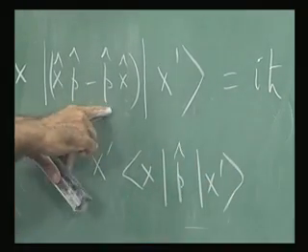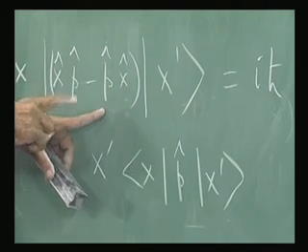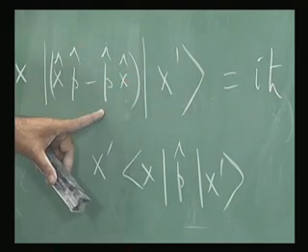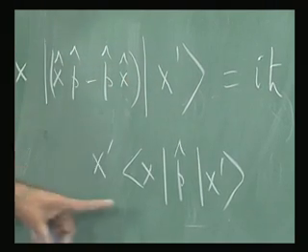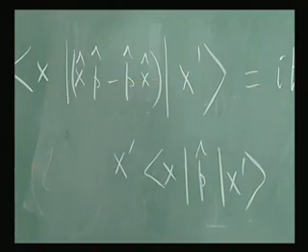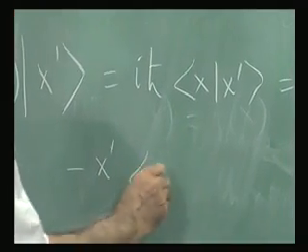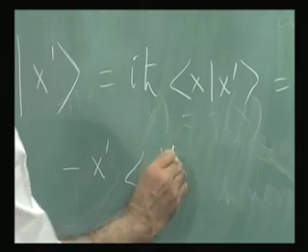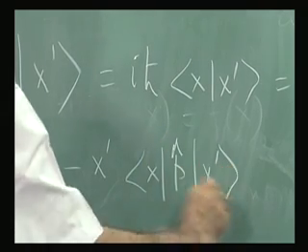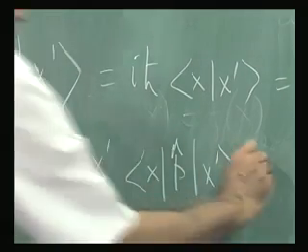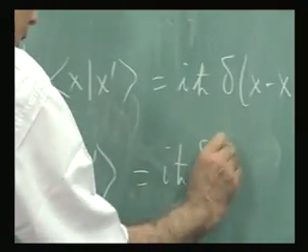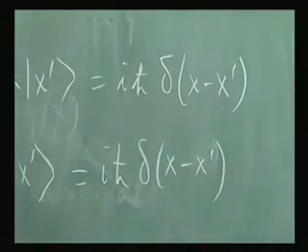We can't get away from this p, we can't do anything about it, we just leave it, but this x acts on that and produces an x prime which comes out of this matrix element. That is that term. So let us write it with the minus sign, minus x prime, x p x prime, that is that term, and that is equal to i h-bar delta of x minus x prime.